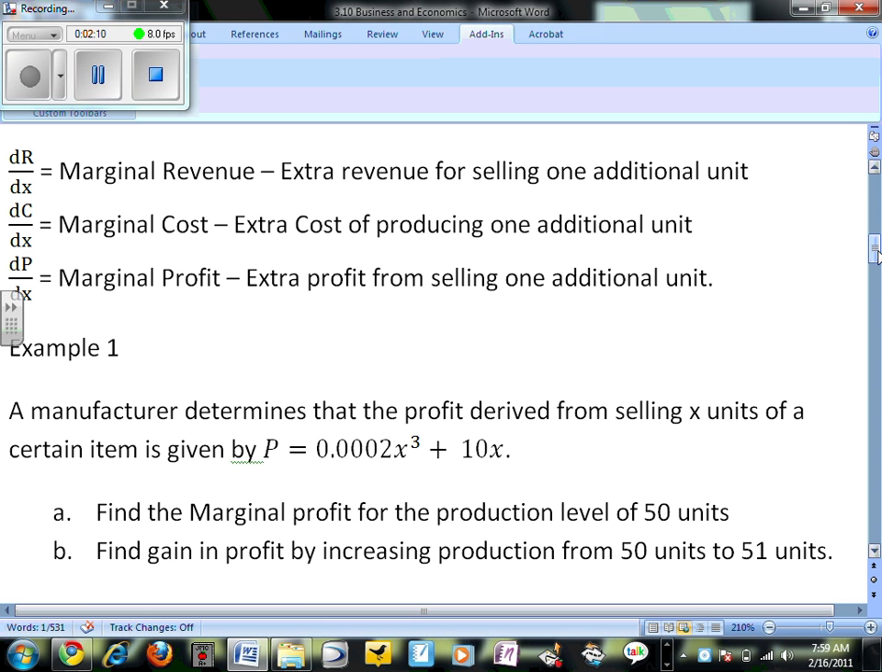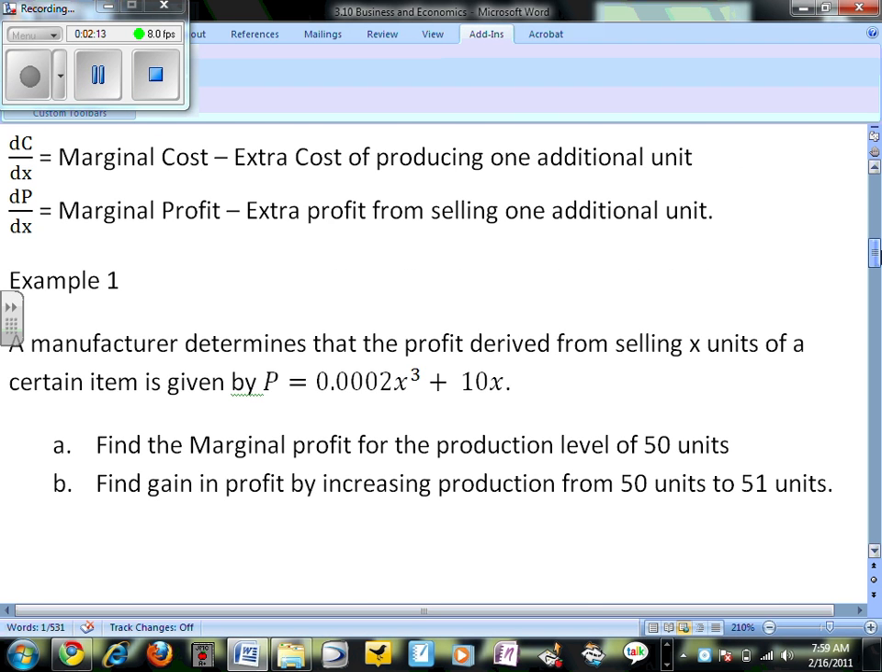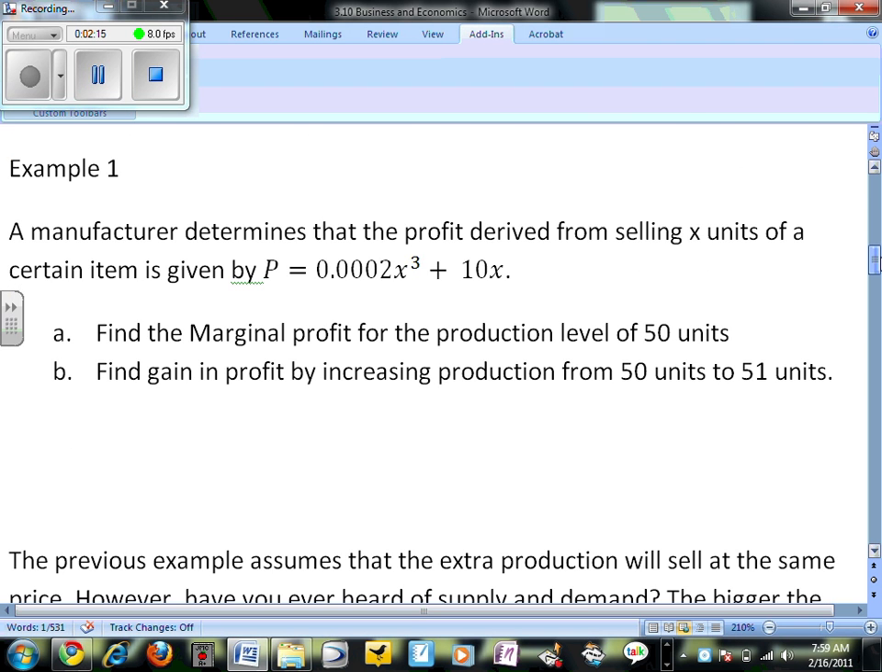So we have an example here: a manufacturer determines that the profit derived from selling x units of a certain item is given by P equals 0.002x cubed plus 10x. Find the marginal profit for the production level of 50 units. Well, we just found out that we can find the marginal profit by taking the derivative of the profit function. So let's say dP/dx is going to equal, taking the derivative with respect to x, 0.006, bring down my 3, x squared plus 10.